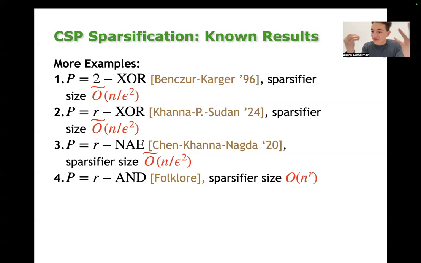And then lastly, as a folklore result, it turns out that not every CSP can be sparsified. And indeed, if you just consider a pretty simple predicate, which is an AND of arity R, the best sparsifier sizes that you can hope for are in fact n^R. And so in this sense, for the AND CSPs, there's a very strong sense in which sparsification is not possible.